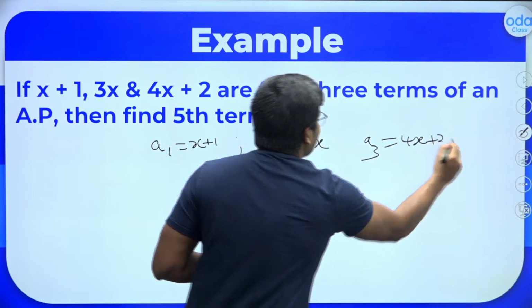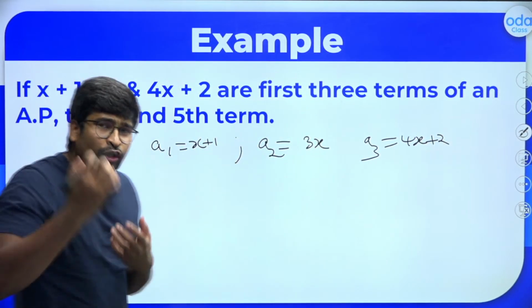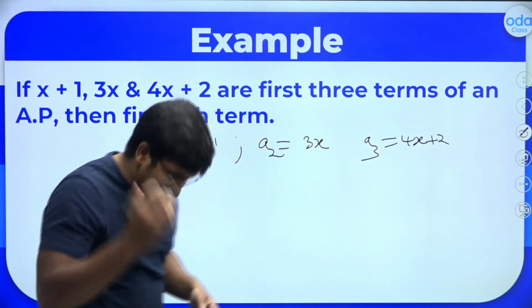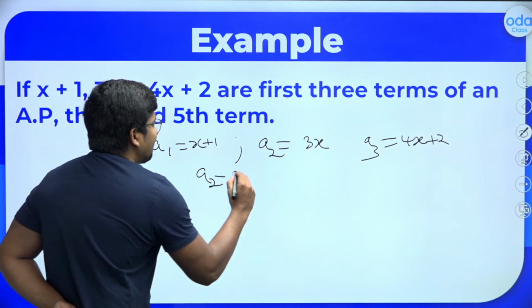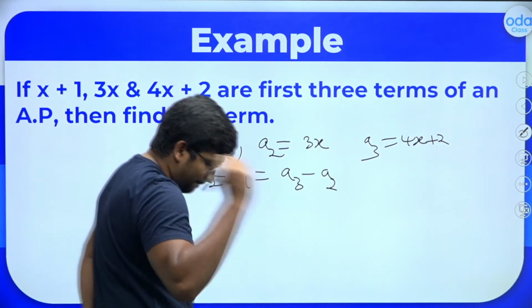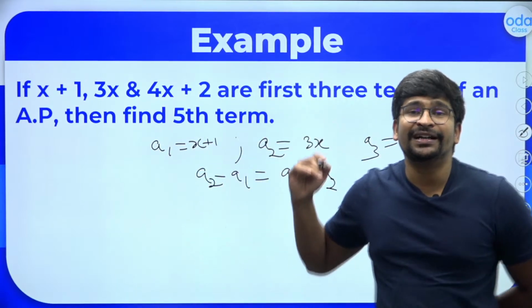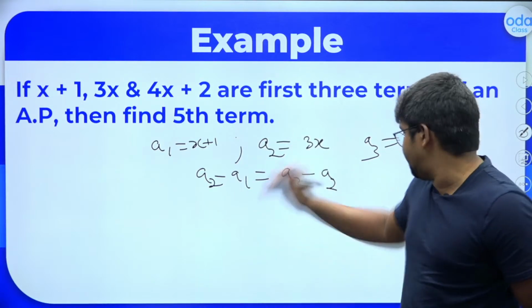Is this much data clear to all of you? These are the given things. Now, you know that since these are in AP, A2 minus A1 should be equal to A3 minus A2. Why? Because if this is an AP, the common difference has to be the same. So A2 minus A1 should be the same as A3 minus A2.